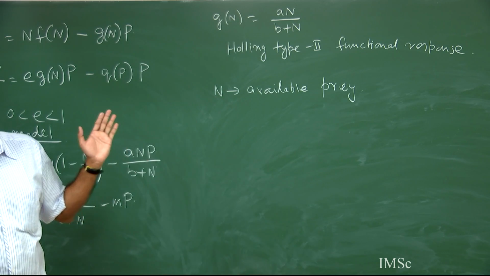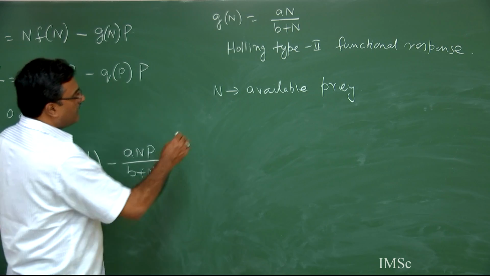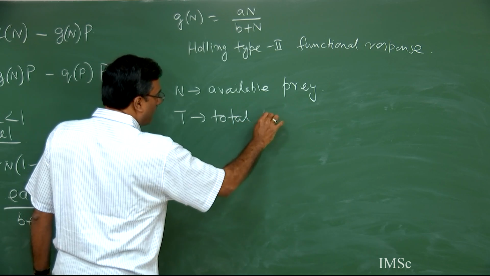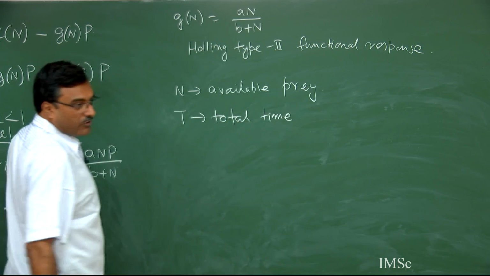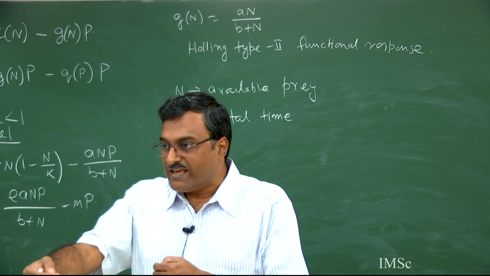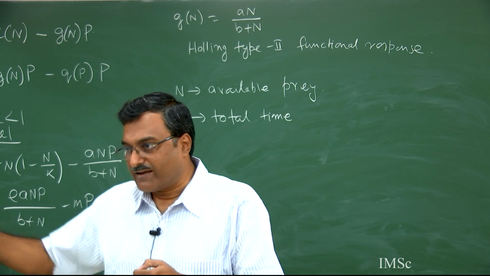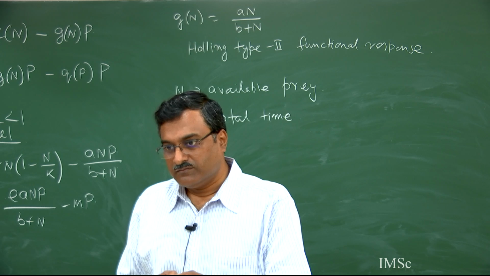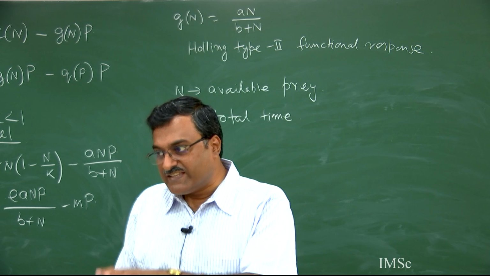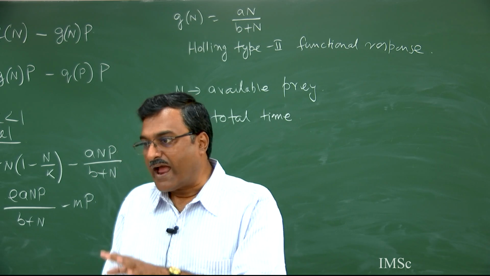For the time being we can consider this is the number of prey. Then capital T is the total time. Total time means once predators are going for predation, they spend time for 3 types of activities. Number 1, searching for prey. Number 2, chasing or capturing the prey. And number 3, handling the prey.